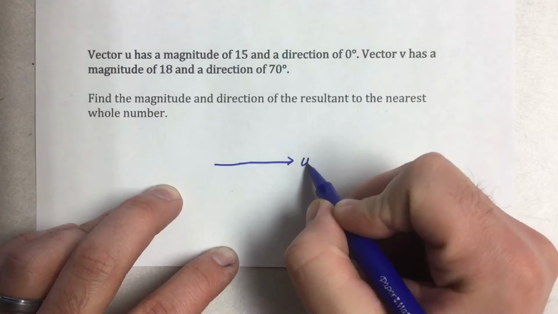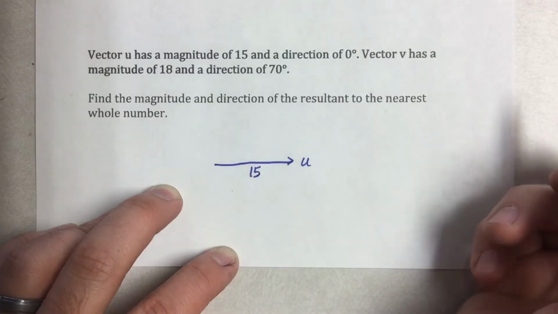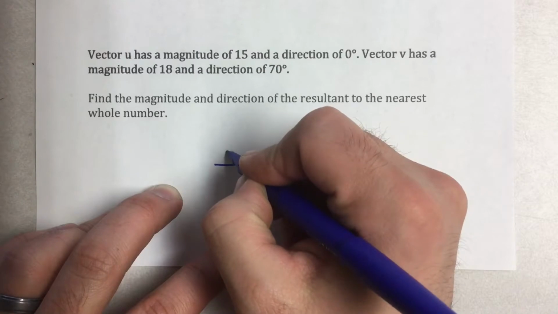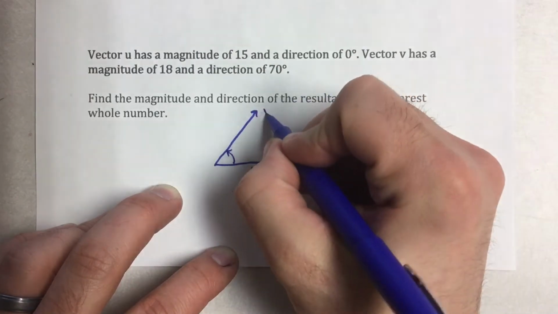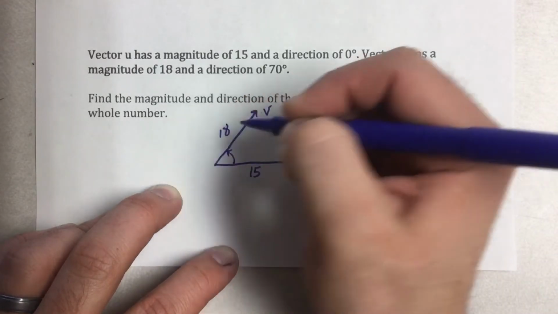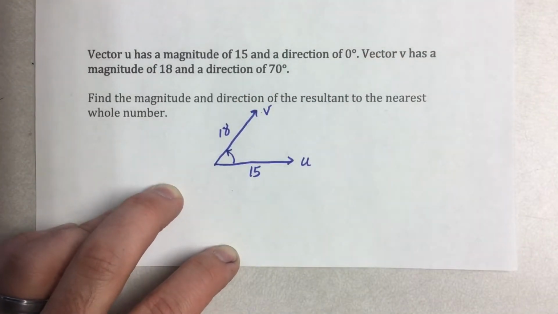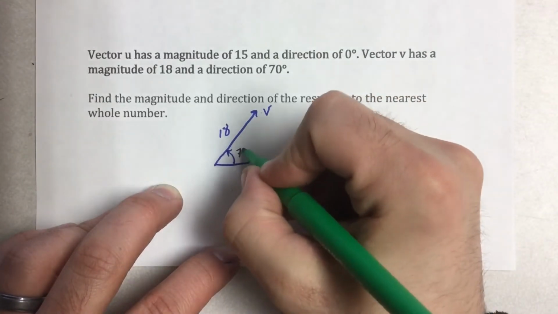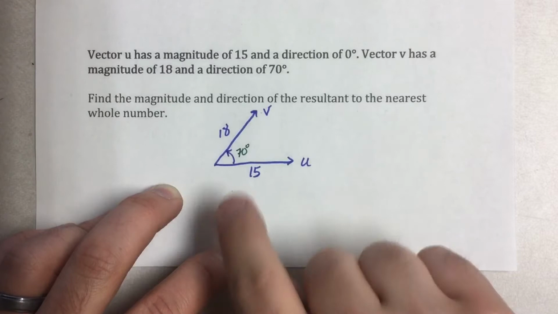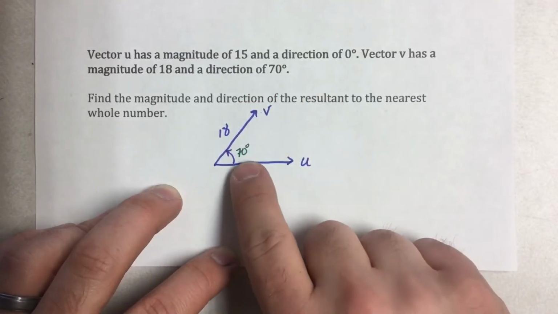So this is vector u, and its magnitude is 15. Then at 70 degrees, we have vector v with a magnitude of 18. And we desire to know the magnitude and direction of our resultant vector. So how are we going to do that? This is 70, by the way, so the angle is not going to be 35. Do not think that's going to be half of this angle, okay?